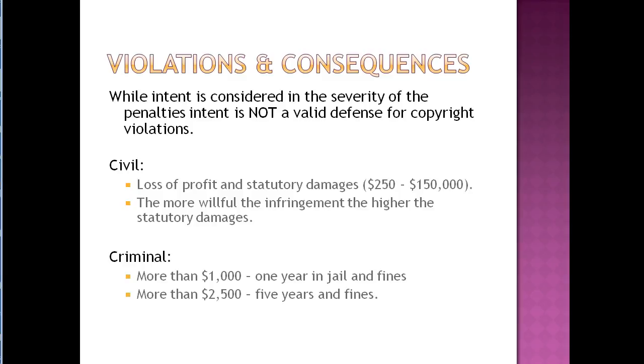More than 1,000, and more than 2,500 is 5 years or more. Lawsuits will often help recoup the losses from people who violate copyright.